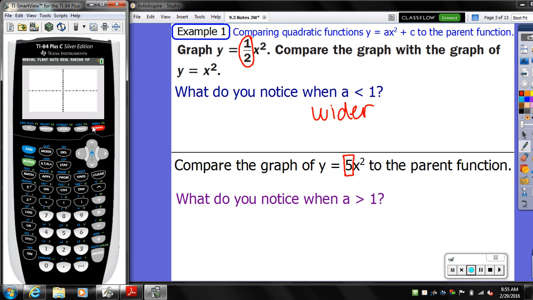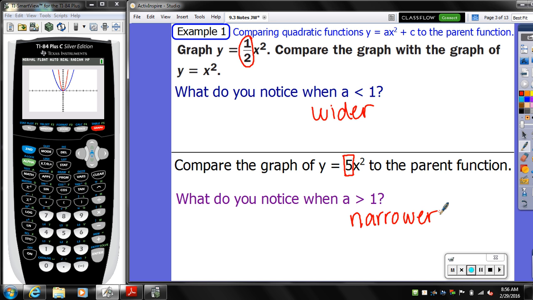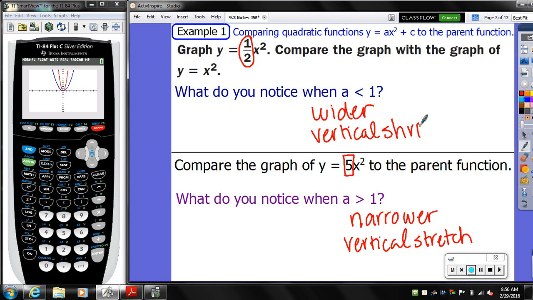Hit graph. My prediction was more narrow, or narrower. There's my parent, and there is my 5x squared. And it did. So if a, the number in front of x squared, is greater than 1, it is going to be narrower. Another thing that can be called is a vertical stretch, just in case you see that different vocabulary. The one up here would be called a vertical shrink. It would be good to know both of those words.